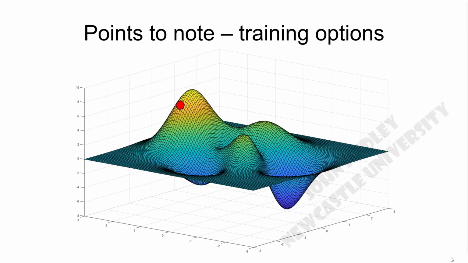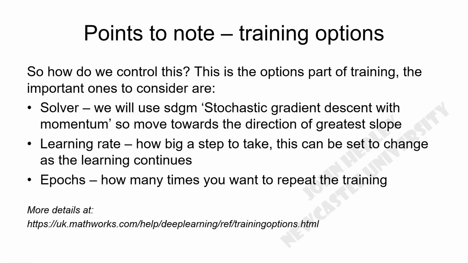On our surface, we will pick a point at random, say this point here. It would be a good idea to move in the direction of steepest downward gradient, so from our current position we will move in this direction. In our training options, we will thus pick the stochastic gradient descent option, which will move our first estimate down the steepest slope. Our next option is learning rate.